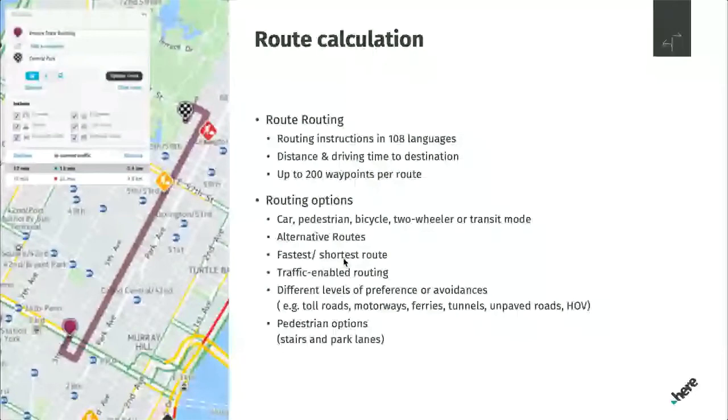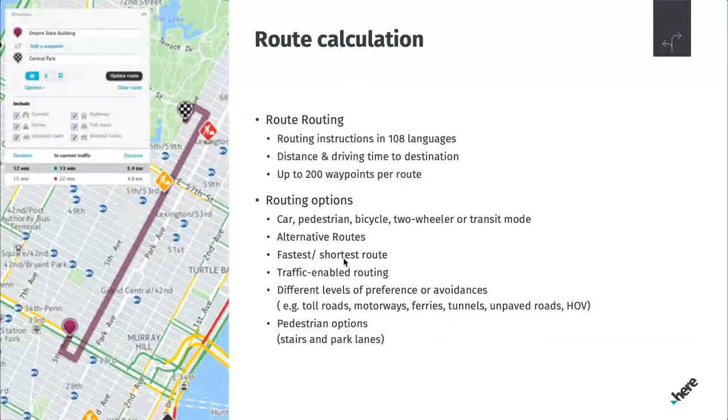So one of the examples, the way that we give you the instructions, like the voice guidance, we support 108 languages. I would assume it's all the spoken languages that we have. We have the distance, driving time, destination. We have up to 200 waypoint route. So for example, if you need to jump between 200 locations on the same transaction or on the same API request, we can do this for you.